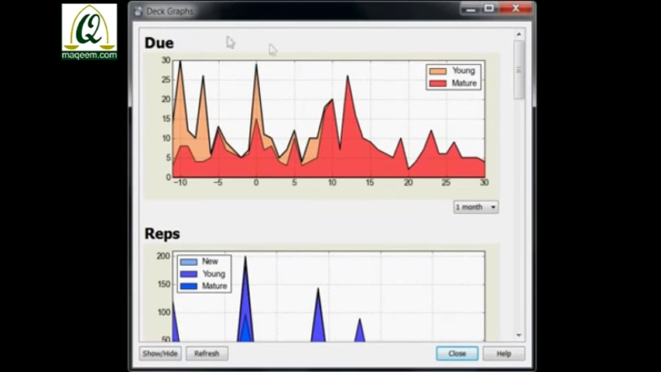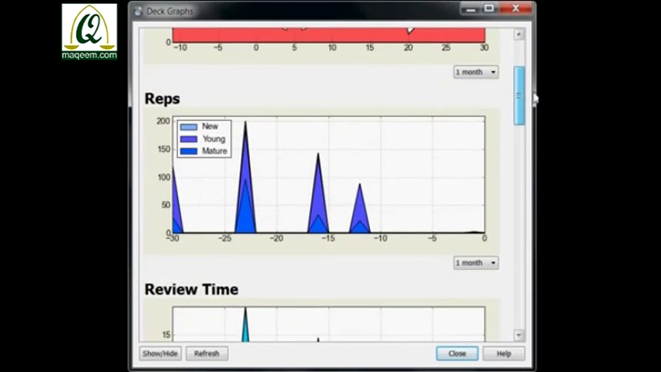Okay, let's look at the graphical statistics. The due graph indicates how many cards are due on a given day. So for example, today there were 15 mature cards due and there are 30 young cards due. This graph goes into the negatives because we haven't done reviews for approximately 2 weeks, and so all of these cards need to be reviewed.